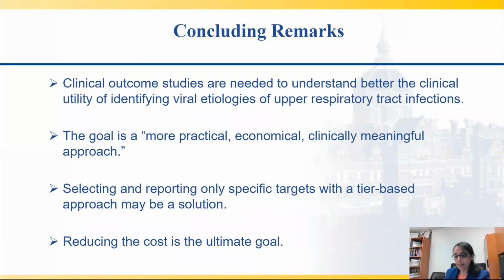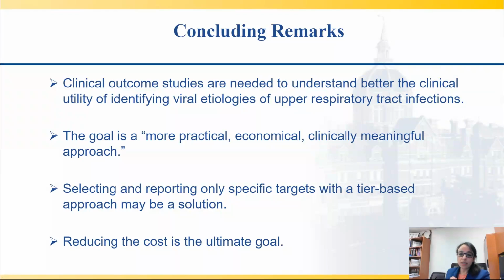So to wrap up and try to put my part of the talk in context, I think we still do need some clinical outcome studies. We need to understand better the clinical utility of identifying viral etiology of respiratory infections. And it would be very helpful if we can exclude the cost considerations when we perform those studies. The big question is, if we take the cost consideration and the reimbursement out of the equation, how will our clinical decisions and guidelines change? I think this is a very interesting question.